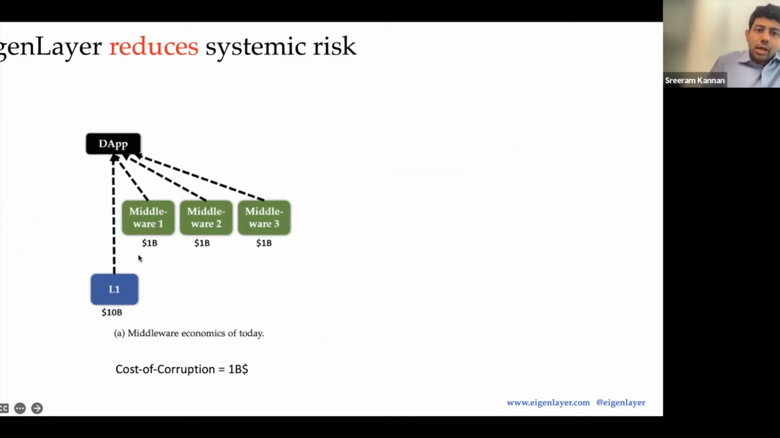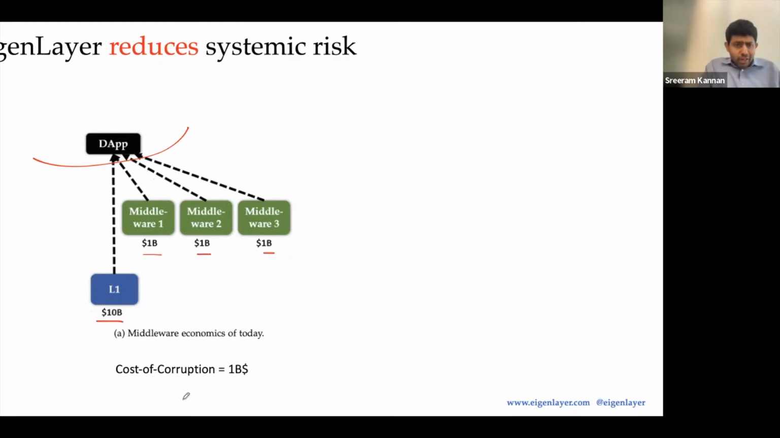So let's take an example. There is the L1. If built wrongly, it can also lead to leverage risks. But if built correctly, it actually reduces systemic risk. So if you take the economics of today, there's a dApp. Let's assume all the dApps depend on all these different systems. They depend on the L1 for block validation, but they also depend on some middleware like bridges and oracles and others, each of which have some amount staked in their ecosystem.